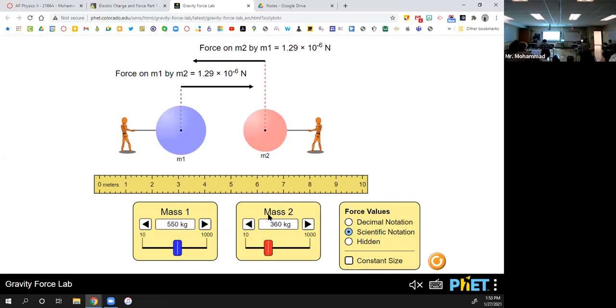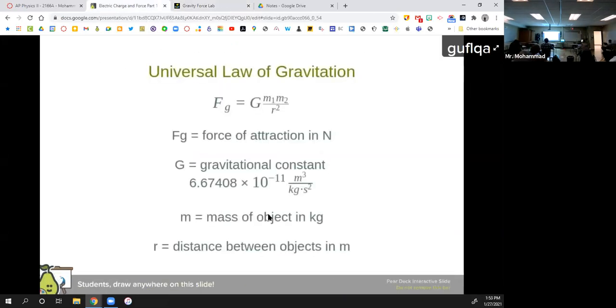Sure, you could play with this for hours and have lots of fun, but just to go over Newton's universal law of gravitation, it's a way of calculating the attraction or gravitational force between two masses. So it's an attraction between two masses. The calculation involves each of the two masses in kilograms, and the distance between their centers.